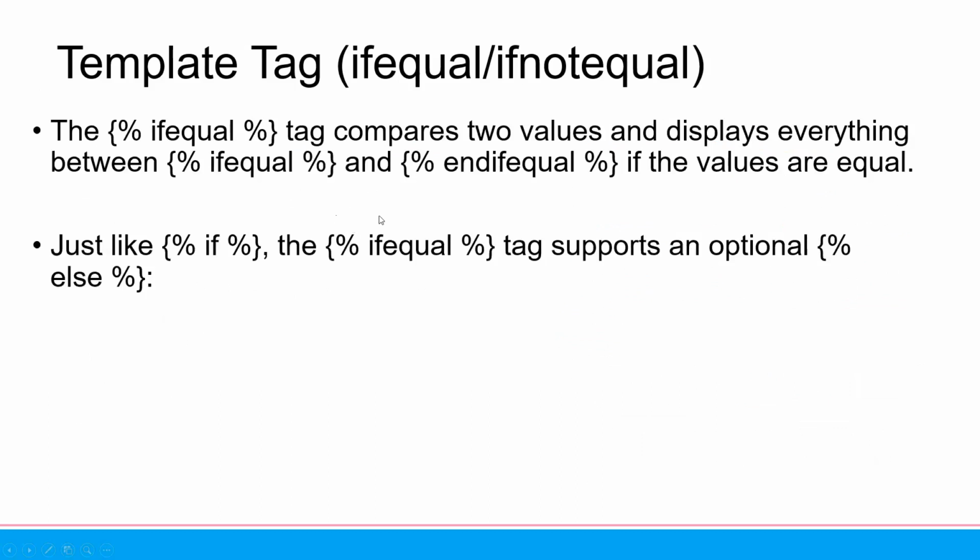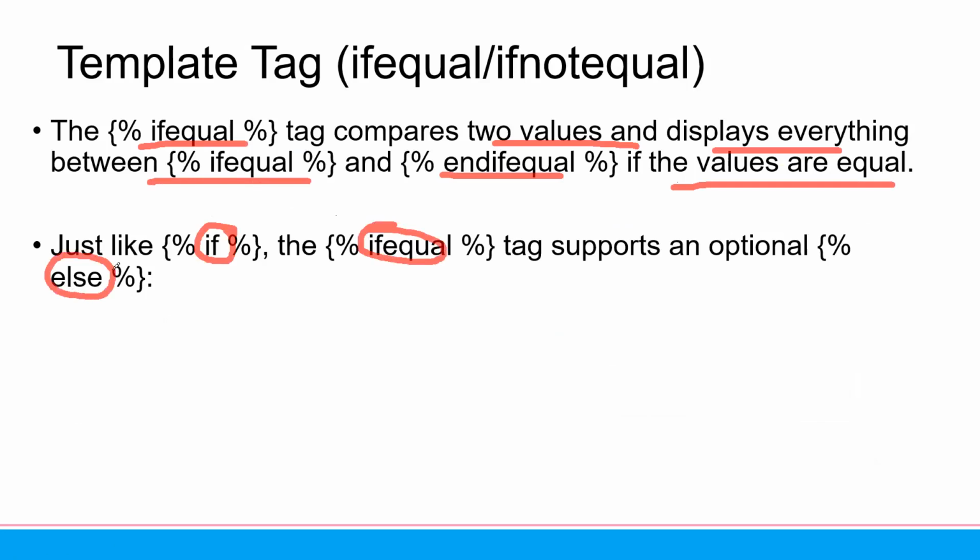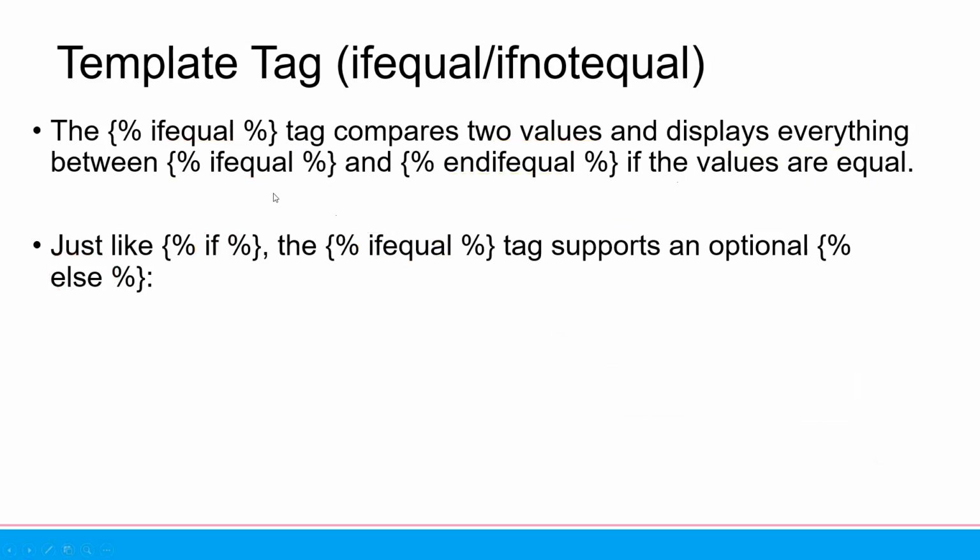If equal, if not equal. So we want to compare two values and display everything in between if equal and endif. So if the values are equal, then it will be shown. If the values are not equal, then it will not be shown. Because it is using if, it also supports else. Now let's see.